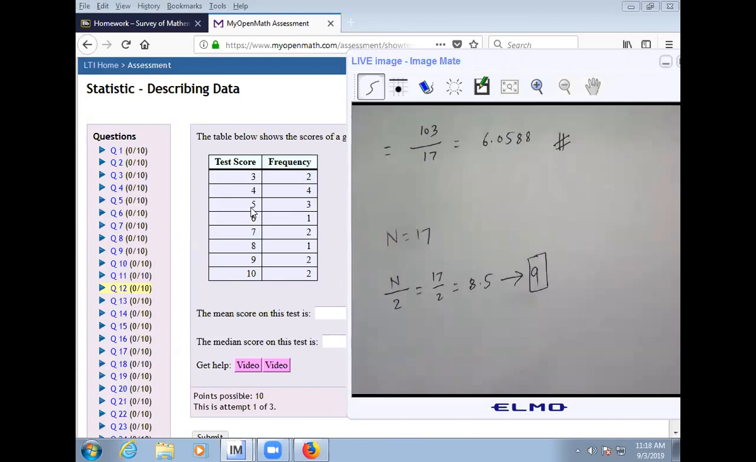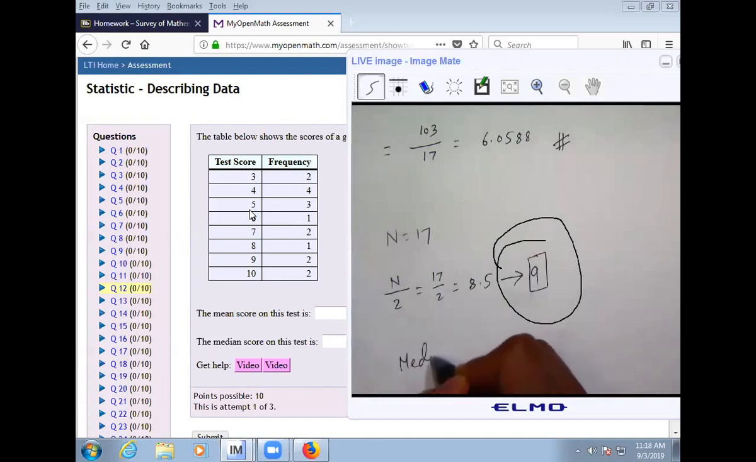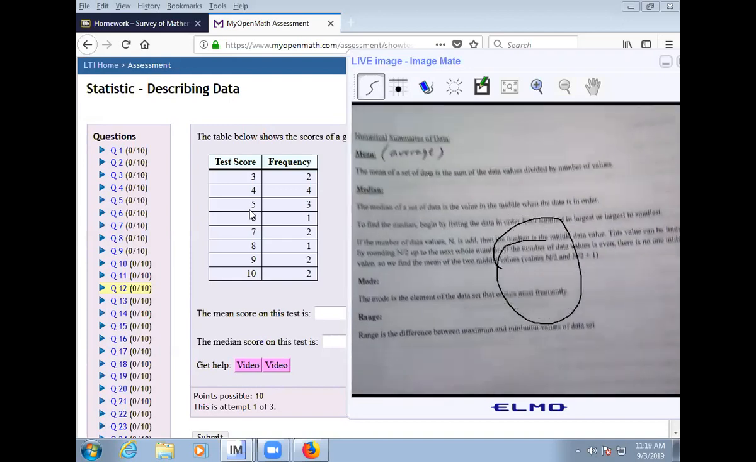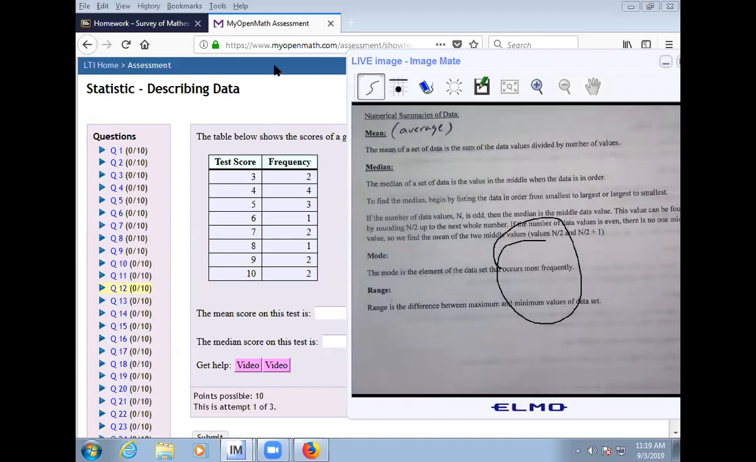Make sense? So at the 9th position, you keep adding the frequency until you get this number. At the 9th position, there is a 5. So the answer for this one, the median, is 5. Okay, that's only for the odd number of data. If you have an even number of data, then what do you do?